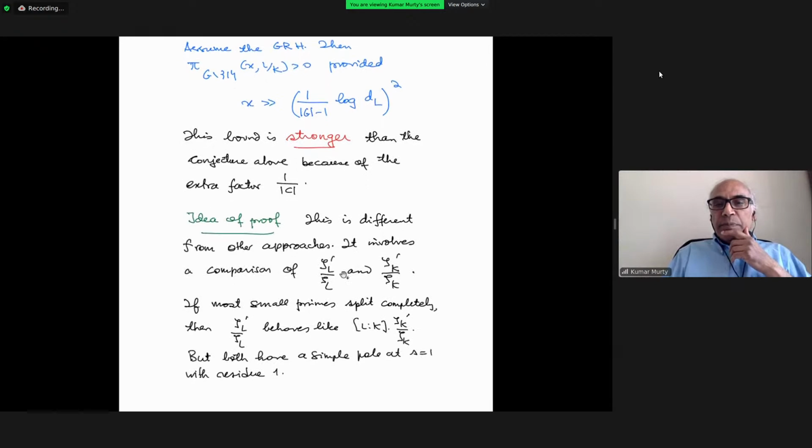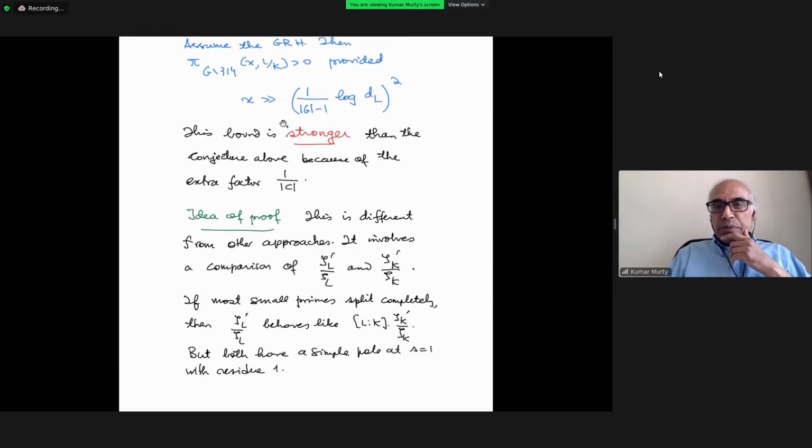And the idea of the proof of this, which is different from most of the proofs which go about trying to estimate the least prime in a conjugacy class, is that it compares logarithmic derivatives of two L-functions, zeta functions. One is the Dedekind zeta function of the top field, and one is the Dedekind zeta function of the bottom field.